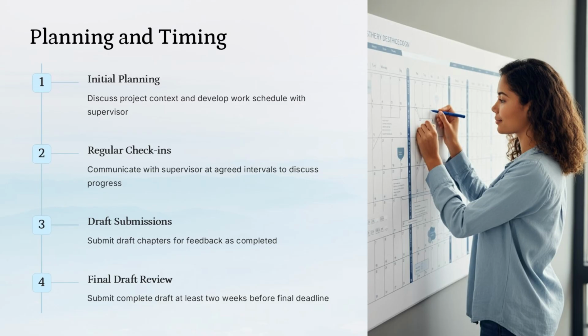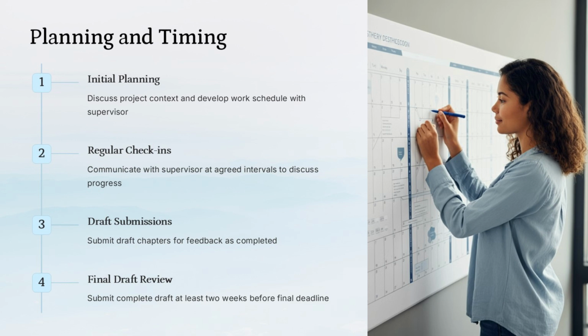project. The key focus of this slide is planning and timing for a project or dissertation. It outlines 4 key steps in the planning and review process. Initial planning. Discuss the project context with your supervisor and develop a work schedule. Regular check-ins. Communicate with your supervisor at agreed intervals to discuss progress.